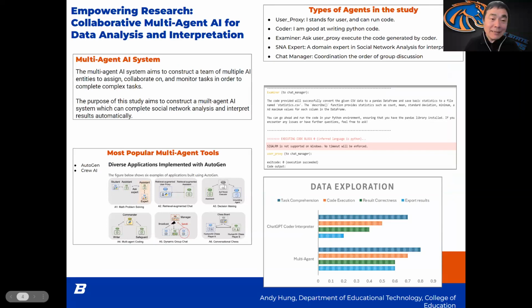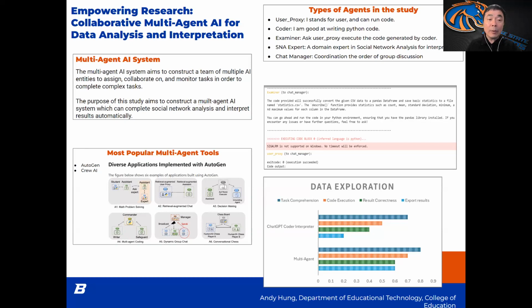Thanks for having me, Catherine. So the study is entitled Empowering Research: Collaborative Multi-Agent AI for Data Analysis and Interpretation. And what is the multi-agent AI system? The system contains a team of multiple AI entities to assign, collaborate on, and monitor tasks in order to complete a more complex task.